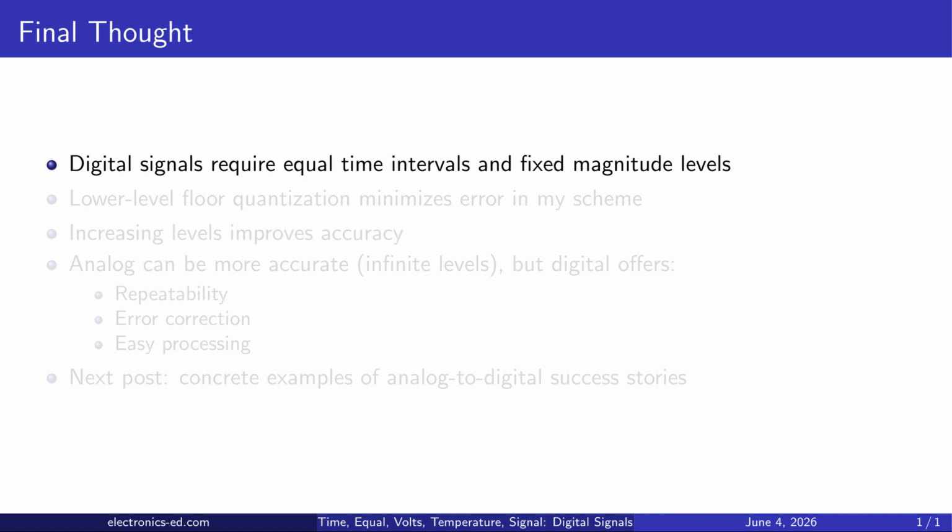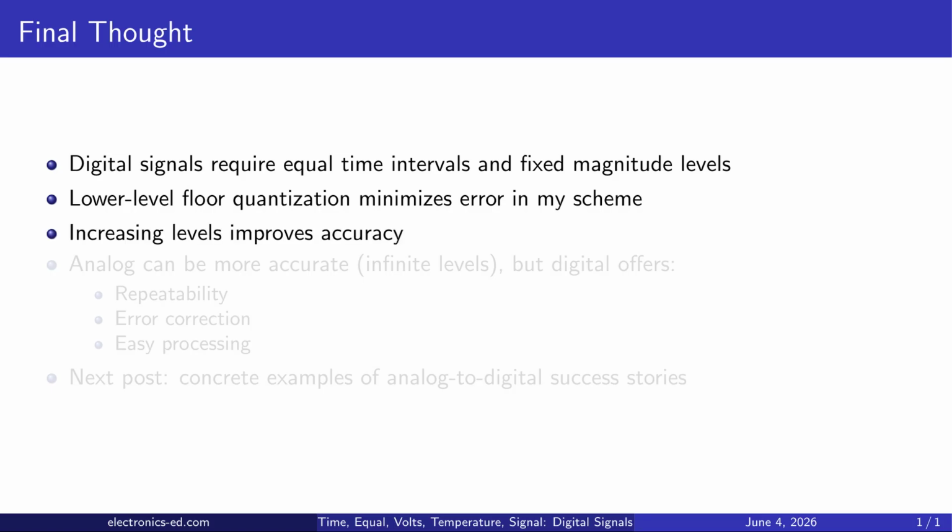Digital signals require equal time intervals and fixed magnitude levels. Using lower-level floor quantization minimizes error in my scheme. Increasing the number of levels improves accuracy. Analog signals can be more accurate since they have infinite levels, but digital offers several advantages. Repeatability, error correction, easy processing.